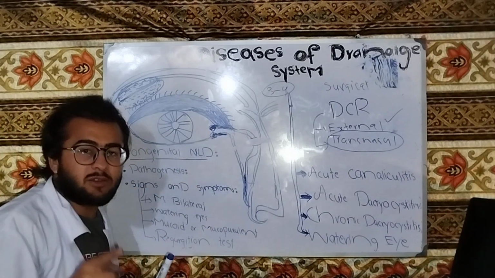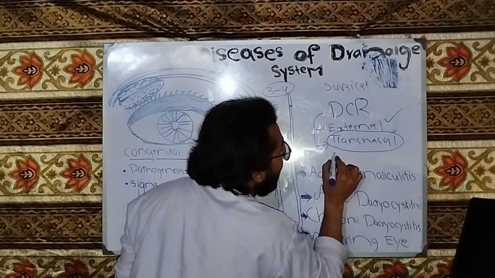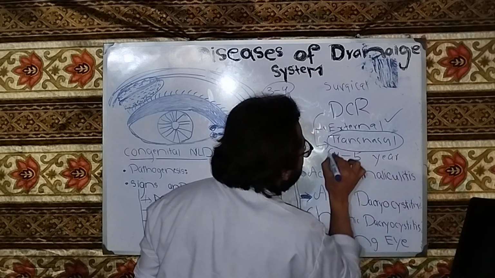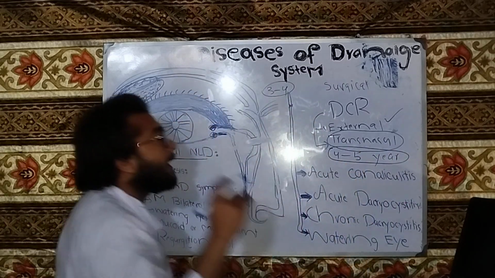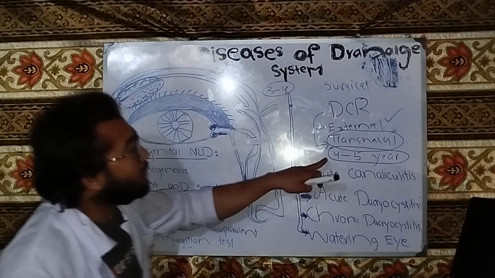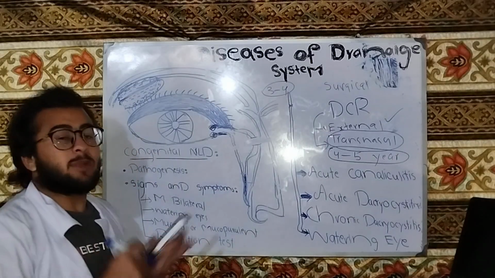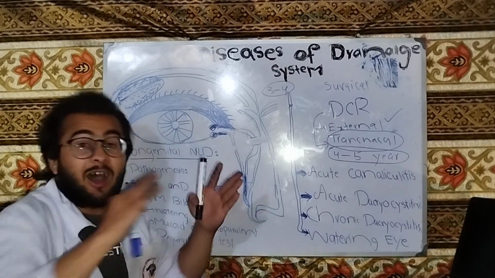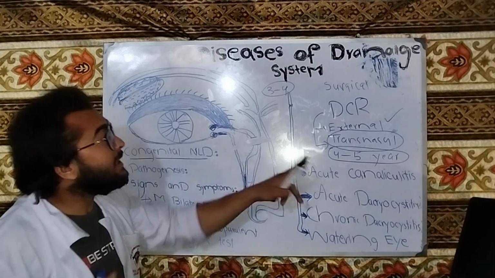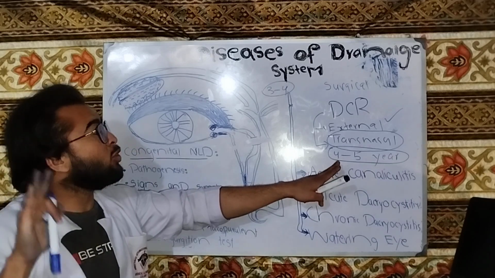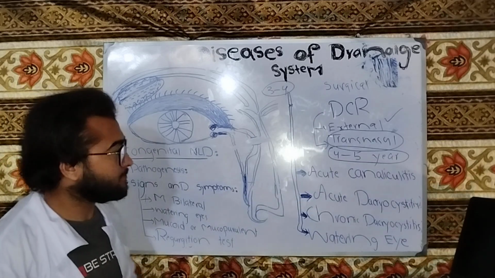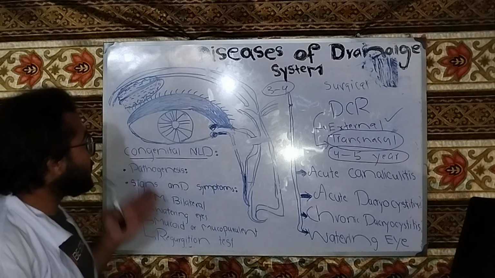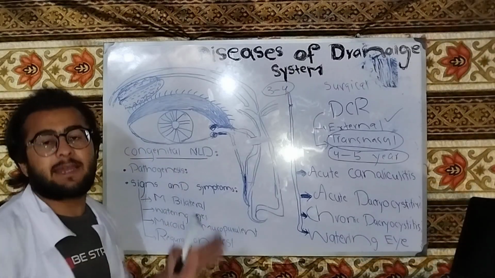But remember, in children, we indicate DCR after 4 to 5 years. So we have to wait 4 to 5 years to indicate DCR in children. So if the probing, the Silastic tube, the balloon catheter dilation, they all have failed, then after that we will have to wait for 4 to 5 years to indicate DCR. Okay. So this is about the congenital nasolacrimal duct obstruction and its treatment, signs and symptoms.